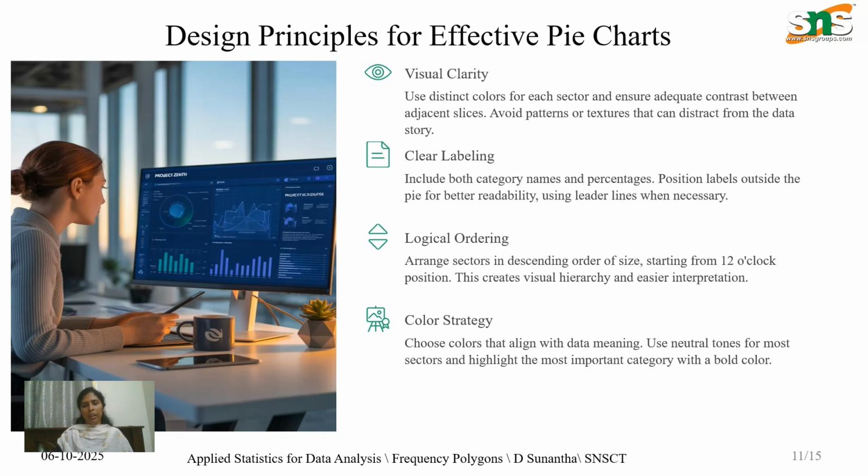Next one is clear labeling. This is also an important thing, in which each and every category is named properly based on readability, with leader lines, names, categories, percentages. Next is logical ordering. Arrange sectors in descending order of size or in ascending order of size, starting from 12 o'clock, and use a clockwise direction to represent the data. Next is color strategy. Choose colors that align with data meaning. Use neutral tones for most sectors and highlight the most important category with a bold color.